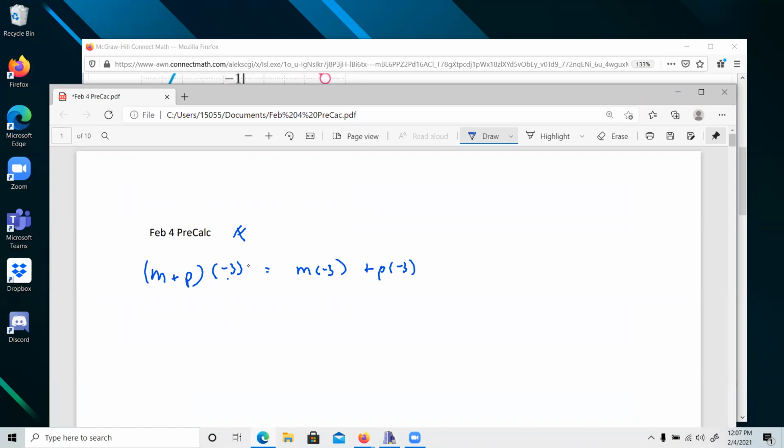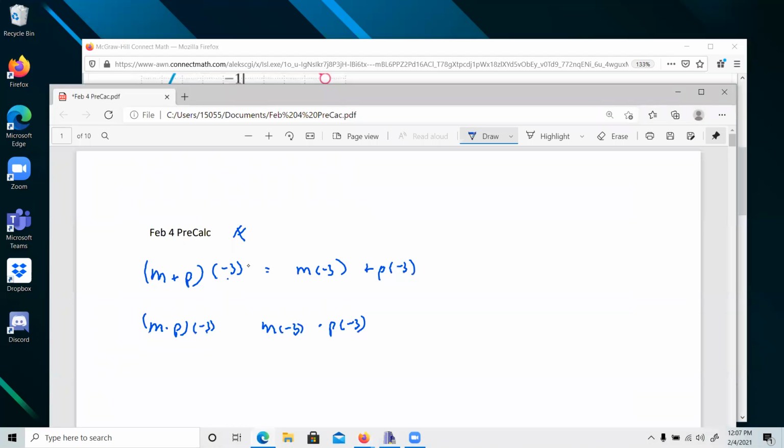And it works for multiplication too. It's not a distributive property. If you had m times p, we would say this is m of -3 times p of -3. So we're not distributing, we're applying the -3 to each of these pieces here. Or I should say maybe we are distributing, but it's weird.